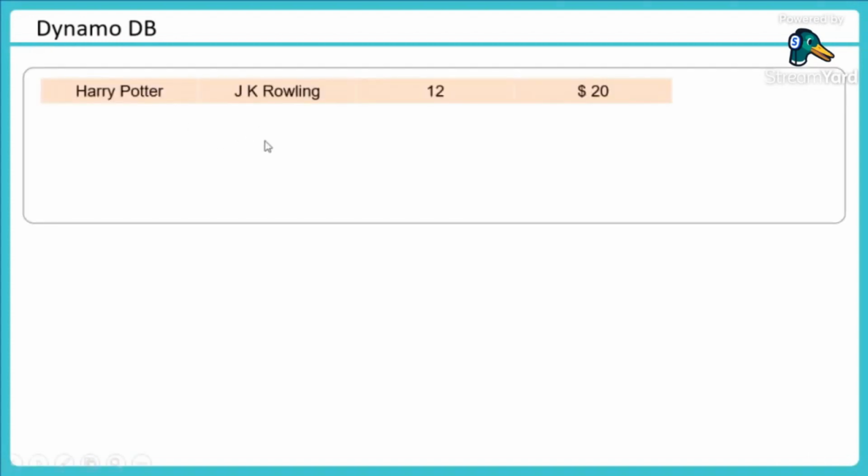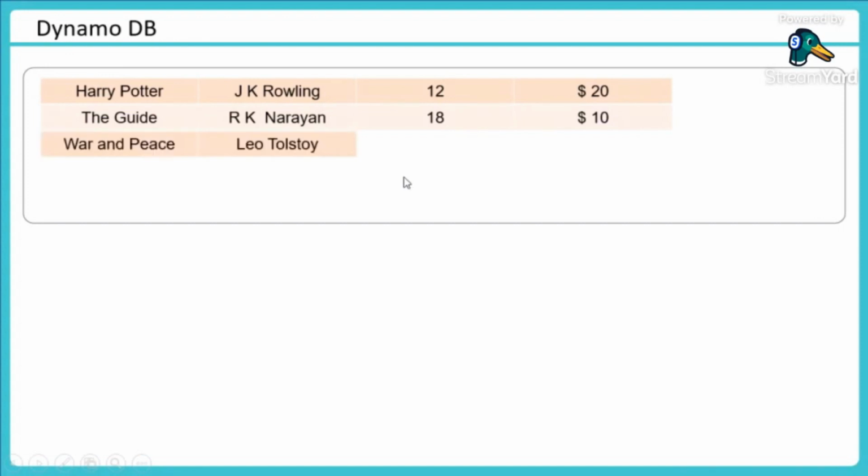Now, let's consider we have to store some data. I'm taking some examples of books. Harry Potter is a book name. J.K. Rowling is the author. It has 12 chapters and let's say $20 is the price for it. I have some more data to store. The Guide, by the famous Indian author R.K. Narayan, 18 chapters, $10 is the price.